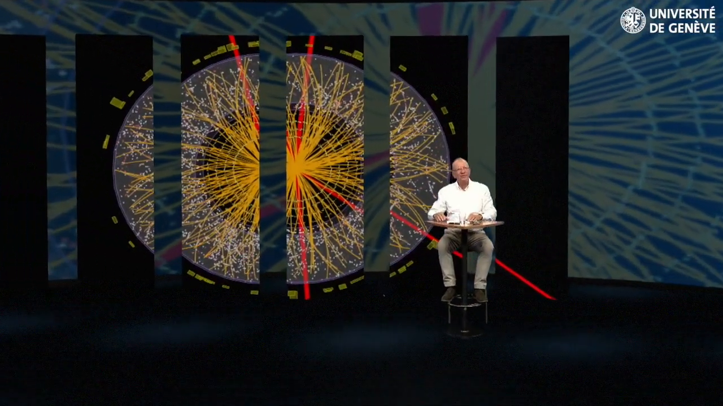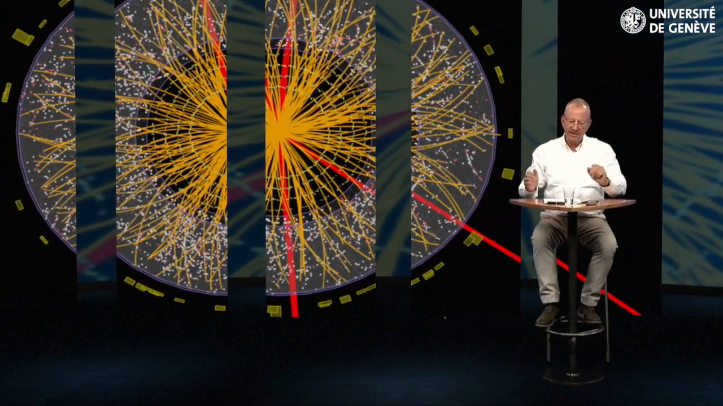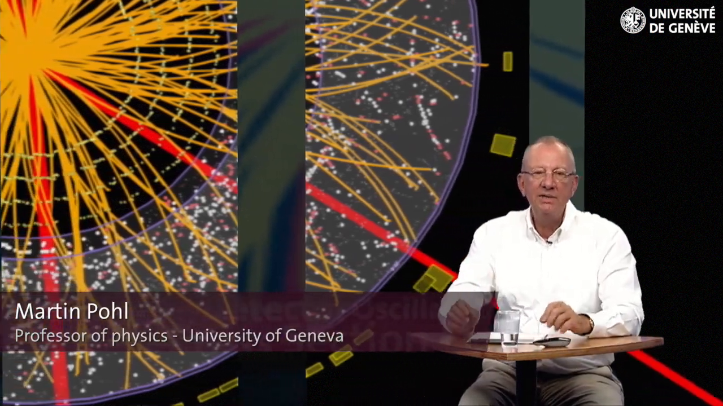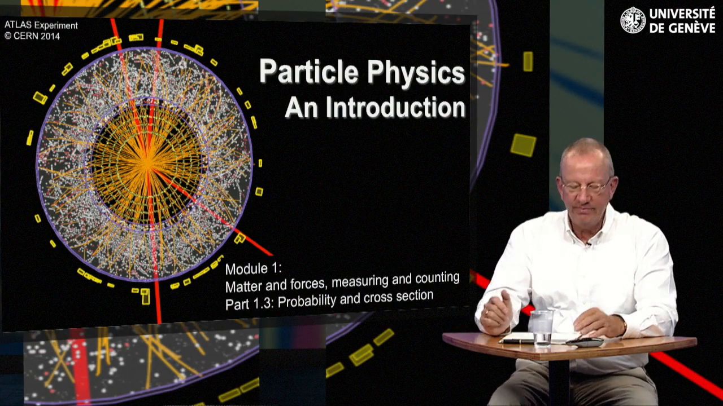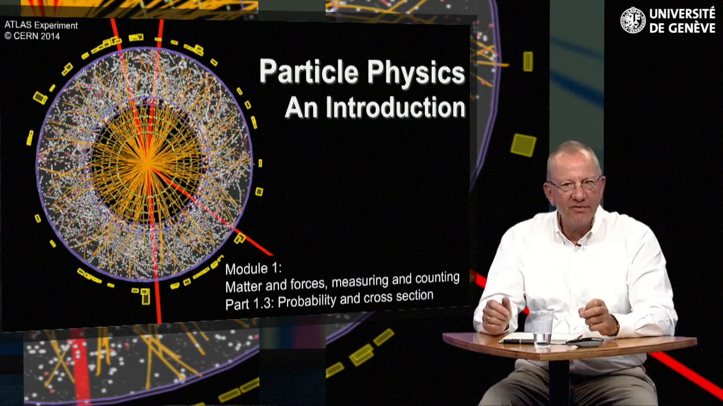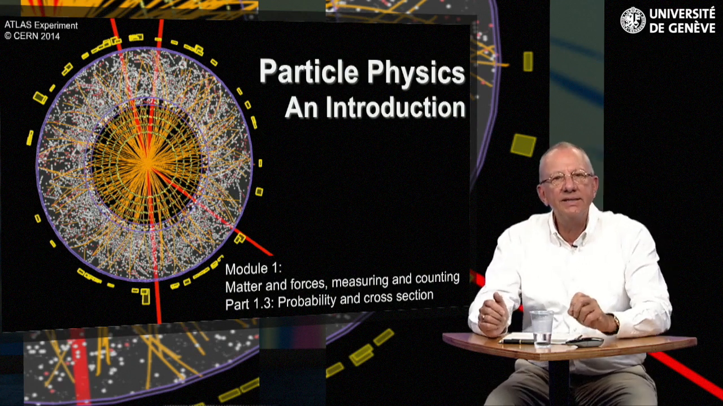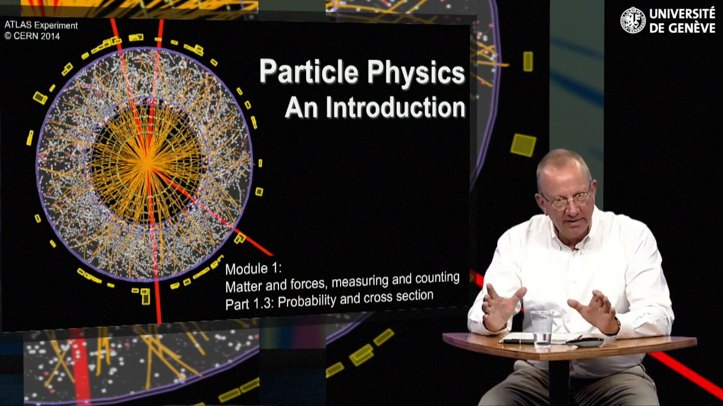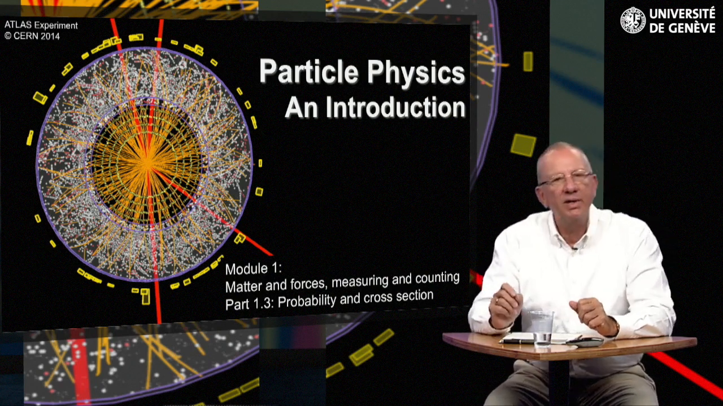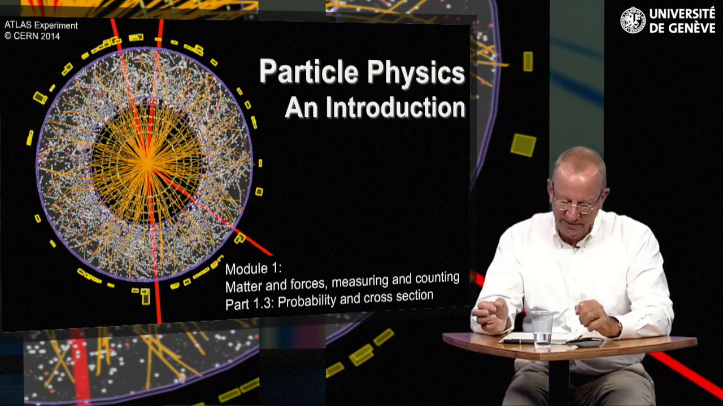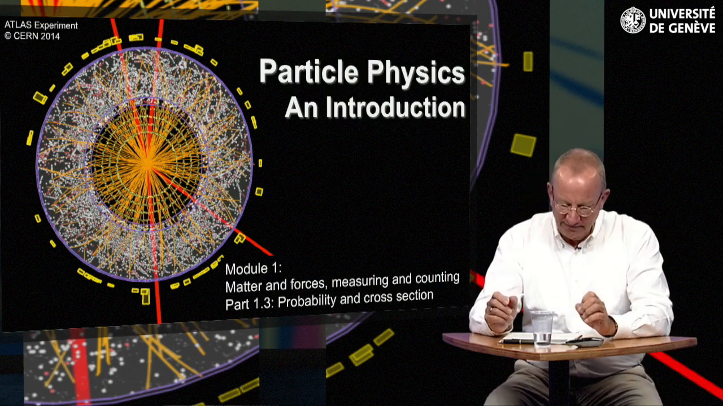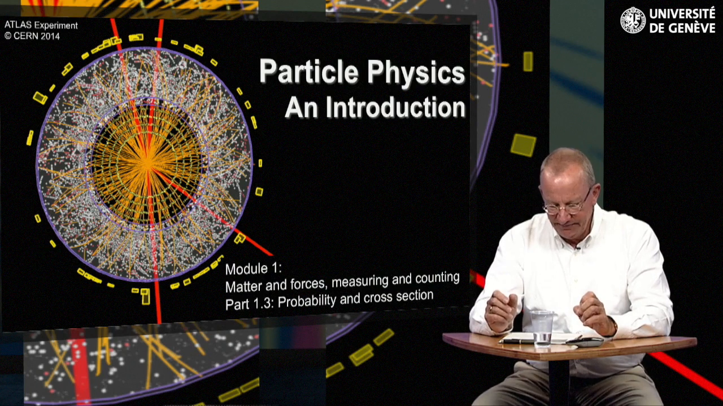During this first module, we are introducing the objects studied by particle physics, namely matter, forces and space-time, but also, of course, reactions between particles. In this third video, we present the concept of probability to characterize the strength of fundamental forces. We will also define one of the most important quantities in particle physics, which is called the cross-section. This quantity allows to calculate and to measure the strength of subatomic reactions.